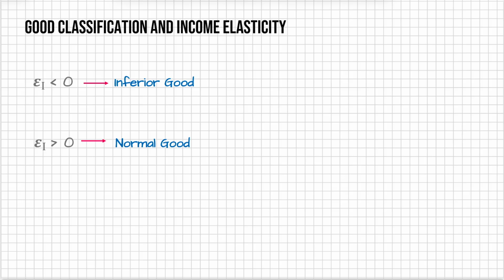And if income elasticity is greater than 1, we've got a luxury good. Worth remembering, every luxury good is a normal good, since its elasticity is positive. But not every normal good is a luxury good. What sets a luxury good apart from a normal good is that quantity demanded rises proportionally more than income does.